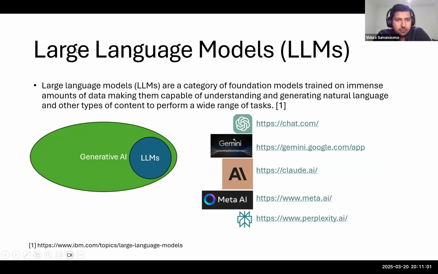All right, so the formal definition from IBM is something like this. Large language models are a category of foundation models trained on immense amounts of data, making them capable of understanding and generating natural language and other types of content. There are a few popular large language models. Of course, ChatGPT was the most famous, and Gemini and Claude and Meta AI, and also Perplexity. These are some of the most famous large language models. You can try the question that I posted in all of these, and they try to solve it in different ways, which is also very interesting.